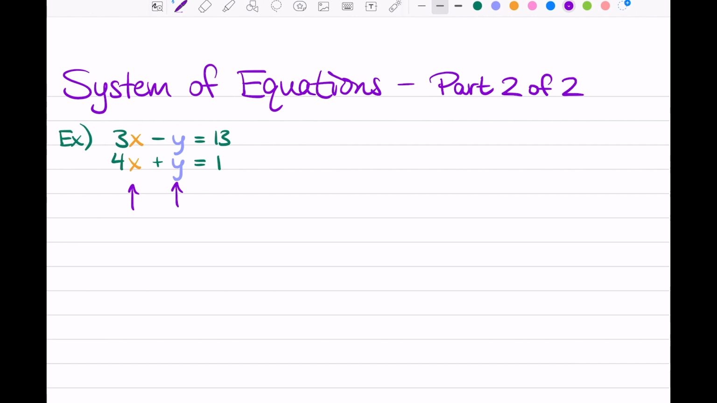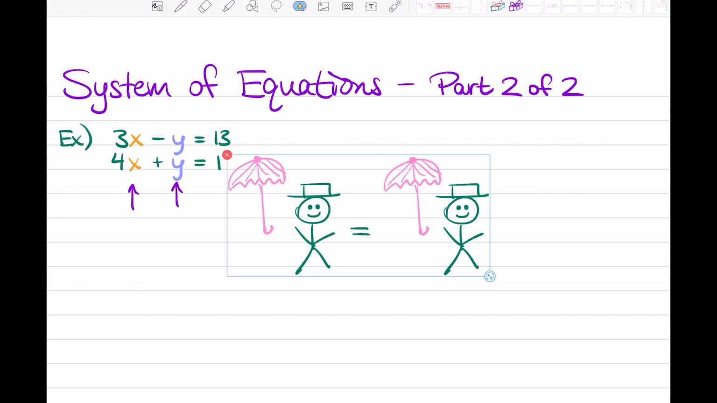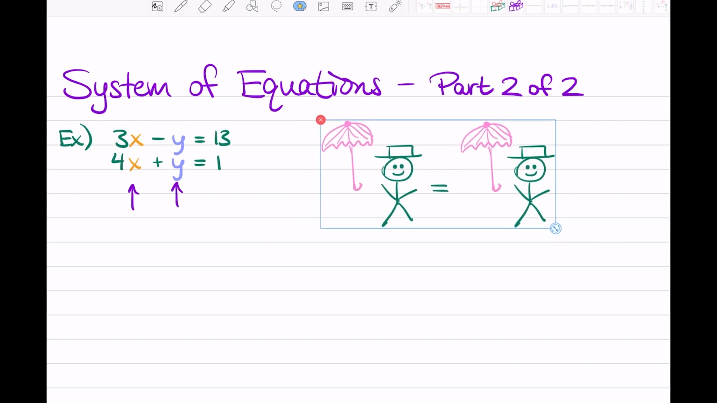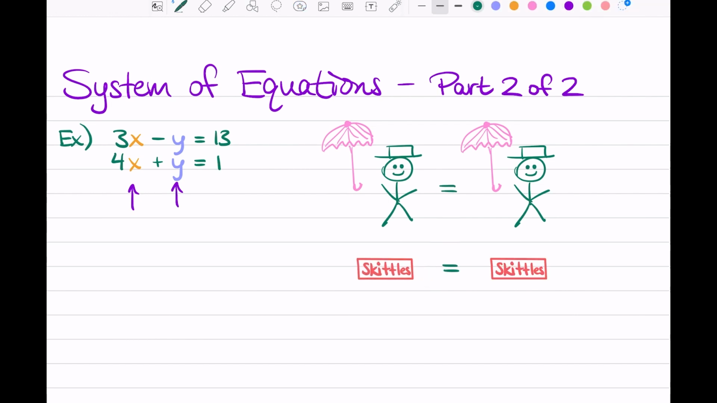So let's start off by representing each of these two equations with a picture. Let's bring in a picture that we've seen many times now with our person equals person. We have the same thing on both sides. And we'll use this to represent our first equation. And we'll find a different object to represent our second equation. So let's use Skittles. Skittles equals Skittles. So this picture right here will represent our two equations.